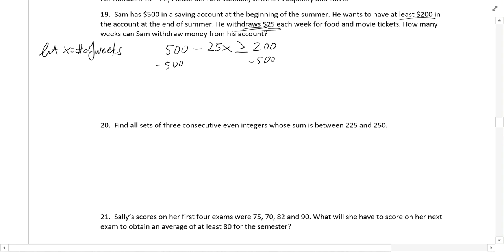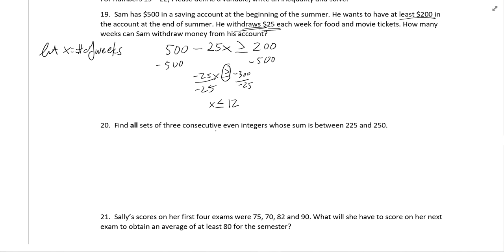So I get negative 25x is greater than or equal to negative 300. Then I'm going to divide each side by negative 25. But remember your rules of inequalities. When you divide by a negative, it's going to affect the inequality sign. You need to flip the sign. So now I get x is less than or equal to negative 300 divided by negative 25, which gives me a positive 12. So x is less than or equal to 12.